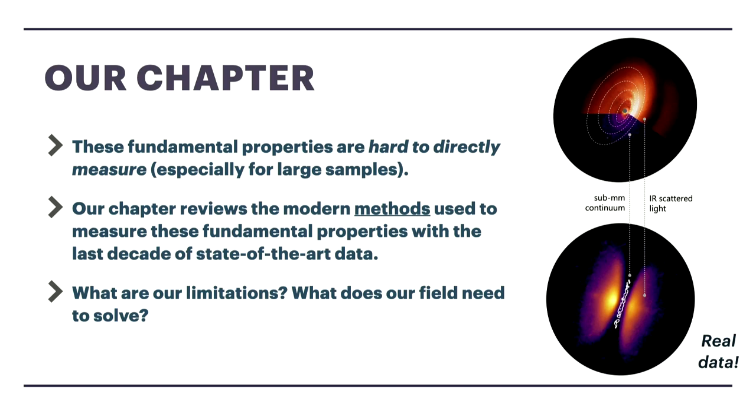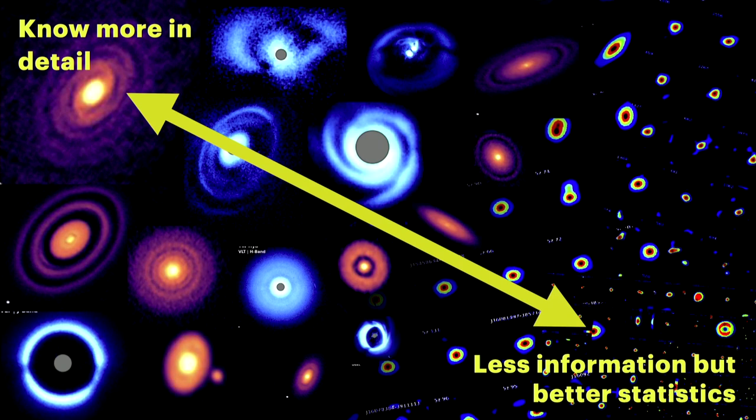So we wanted to review the methods in which we can use this information to start to learn what disks look like in the aggregate. And also we wanted to examine what our limitations of our current methods are and what our field needs to solve before the next Protostars and Planets. Maybe not 100, but maybe at least 8, perhaps. Where we can start to connect the things where we know a lot about the details, and we can study these to death, and apply it to these disks over here where we don't know a whole lot about them individually, but we have a whole lot of them where we can start to average over some of the uncertainties or peculiarities.